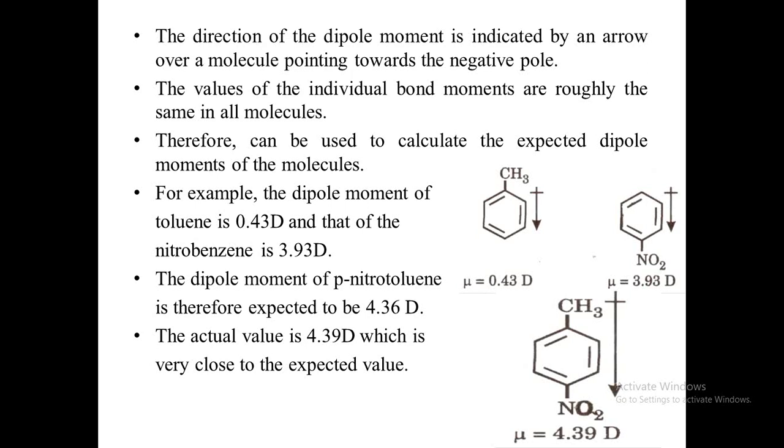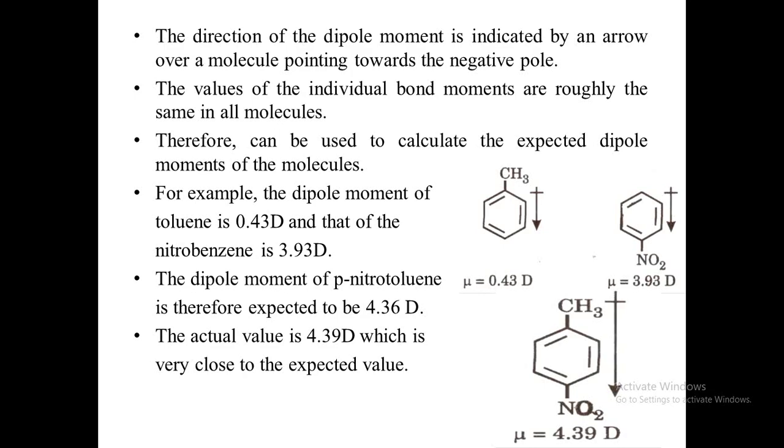The other one is nitrobenzene. Its dipole moment is also in the same direction, and its dipole moment is 3.93 D. So in the third example, we have these similar groups attached at the same position but within the same molecule. So we are expecting that its dipole moment should be equal to 0.43 plus 3.93. When practically its dipole moment was determined, it was very close to the expected dipole moment: expected was 4.36 D and the actual value was 4.39, which is very much close to our expected value.